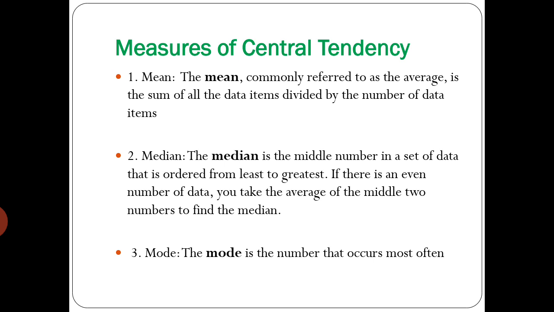So first one, mean. The mean, commonly referred to as the average, is the sum of all the data items divided by the number of data items. So it is nothing but the average. Whatever we call average, it's the mean.